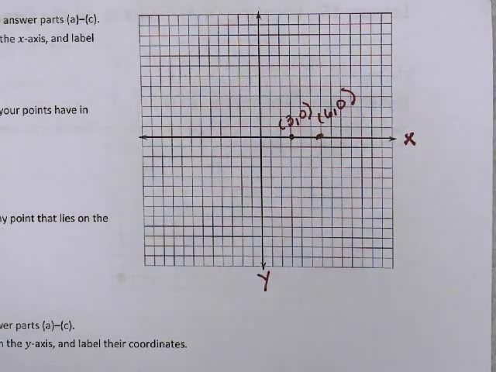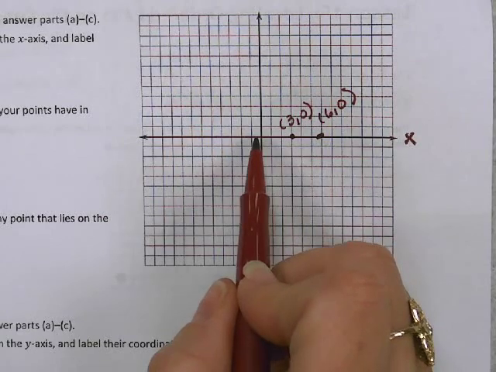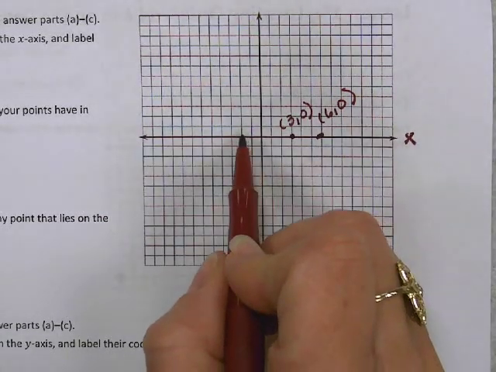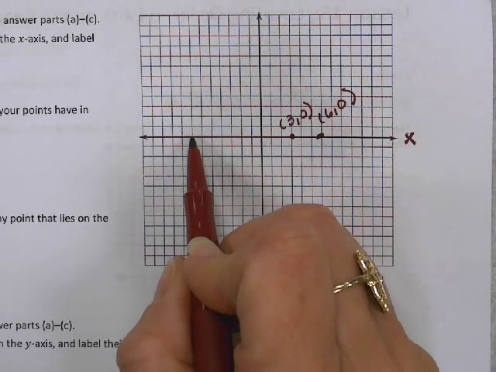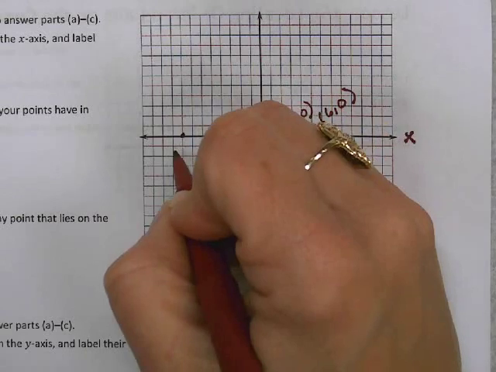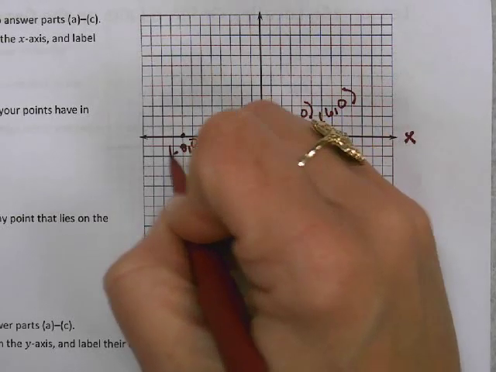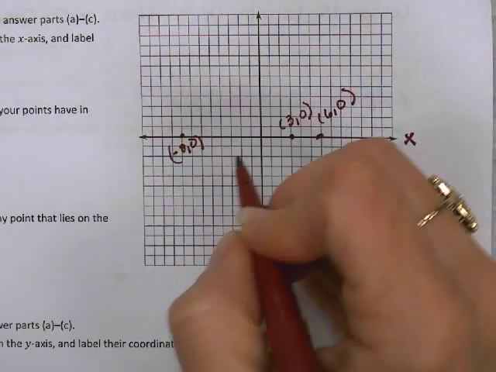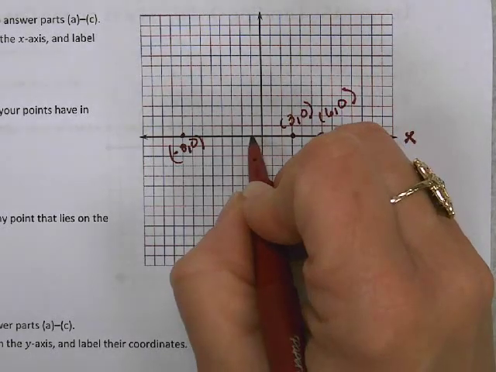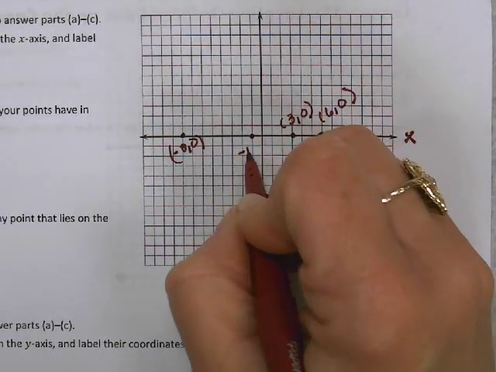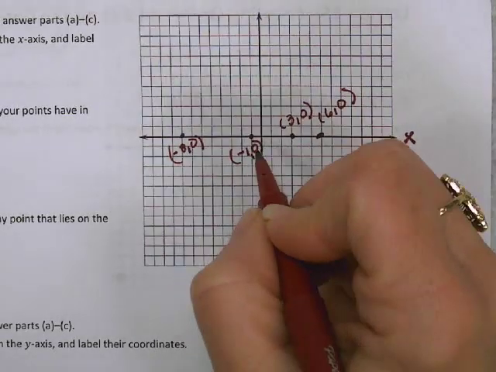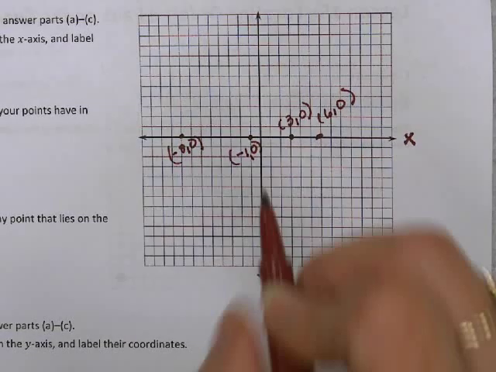Next point, (-8, 0). So again, I'm going to start at this origin. I'm going to go left 8 because I want to be in my negative. So -1, -2, -3, -4, -5, -6, -7, -8. And I'm going to label that (-8, 0). And then (-1, 0). So that just starts at my origin and goes over 1, and I'm right here. (-1, 0).